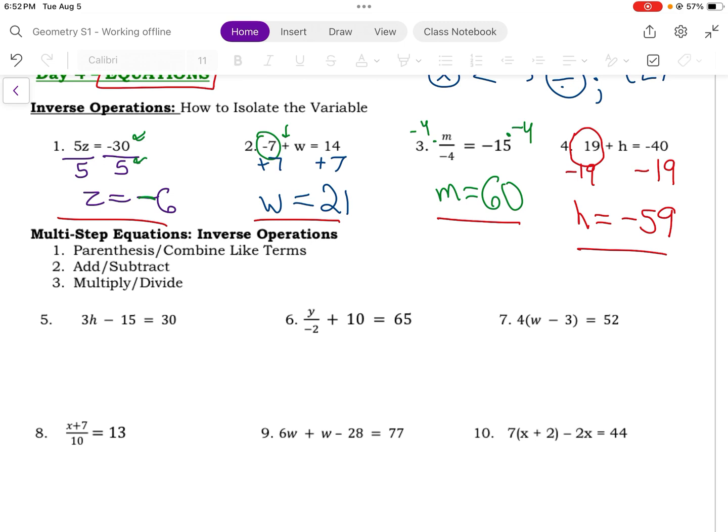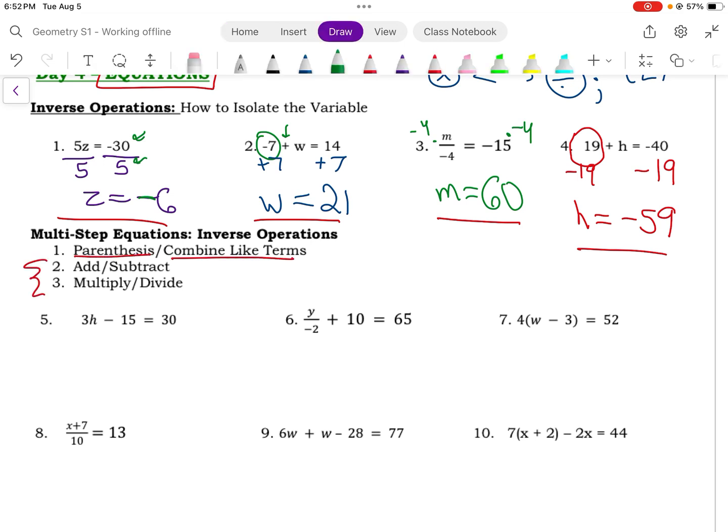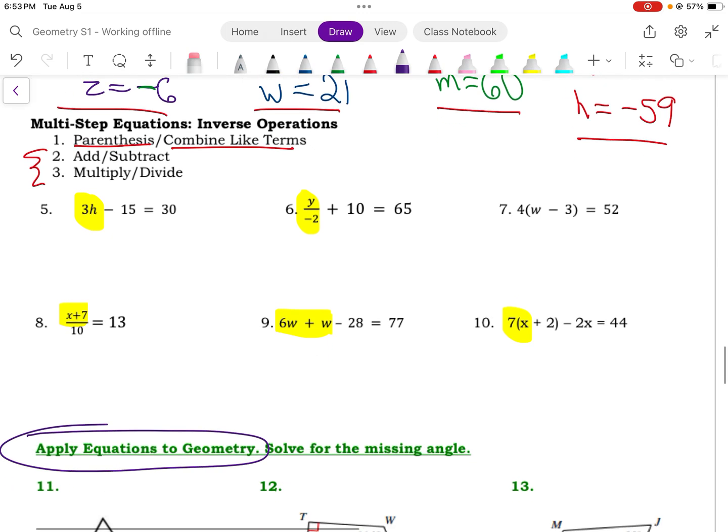Multi-step equations, remember you're going to do parentheses and combining like terms before you do the next steps. Whatever is attached to that variable, we're going to do that second, okay? Whatever is attached to that variable needs to happen second, and we'll get there. For number 5, there's no parentheses, there's no combining like terms, so we move now to adding and subtracting. We have to get rid of this -15 by adding 15 to both sides, and that will become 45, and then I'll divide 3 to both sides, and h equals, what does h equal, guys?